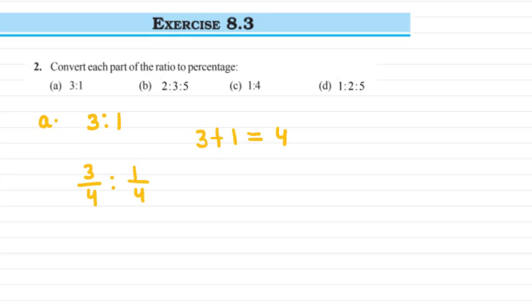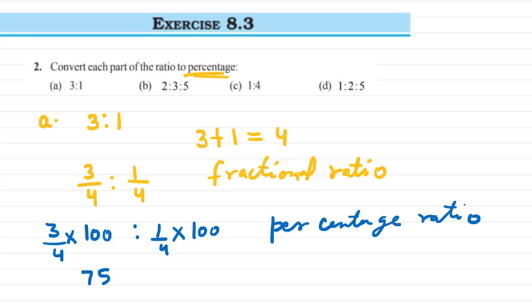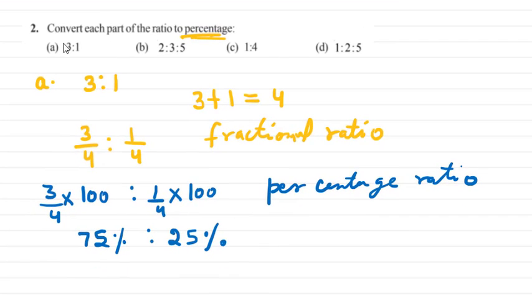So this is the fractional ratio. Now here we have to find out this ratio into percentage. To find it into percentage, simply multiply both the fractions with 100. So it will be like 3/4 into 100, the ratio 1/4 into 100. So this we can say this is the percentage ratio. Now if you divide it, you will get this one will be 75% and the other one will be 25%. So now we got the ratio in percentage. So the ratio of 3:1 is same as 75%, the ratio 25% as a percentage.